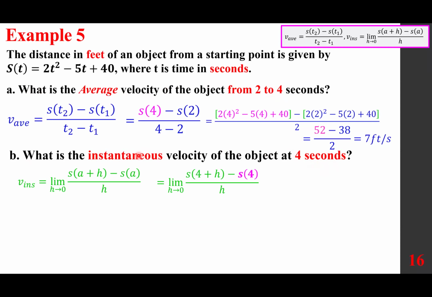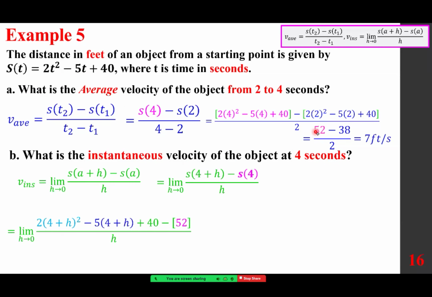For this one, again, we have done this before. You remember that you plug in 4 plus h. That means 2 times 4 plus h squared minus 5 times 4 plus h plus 40. And then you plug in 4, or better yet, just use the fact that it was 52. 4 plus h squared is 16 plus 8h plus h squared. Distribute the 2, distribute the negative 5, and put them all together.